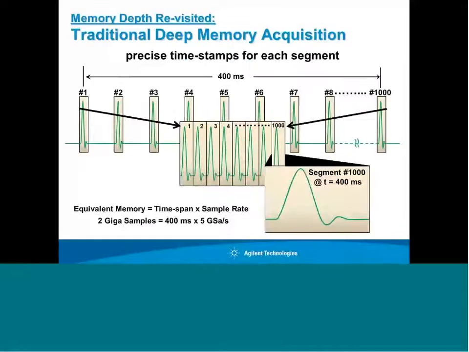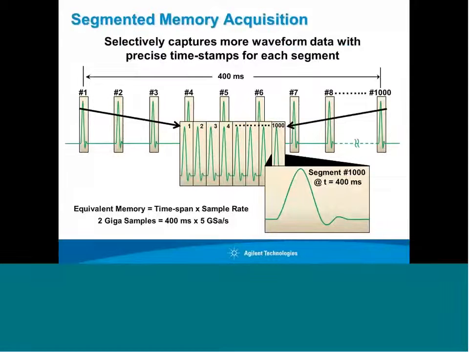The solution is segmented memory acquisition, which is available on many scopes today. It goes by different names. Agilent calls it segmented memory. I think some other vendors call it fast frame or sequence mode or history mode. And what it does is selectively capture more waveform data by only capturing narrow windows around each event that you want to capture. Now here we show the events with nothing in between the events.